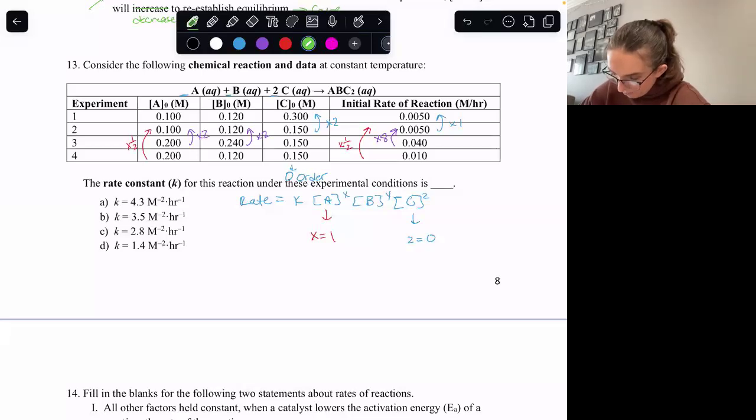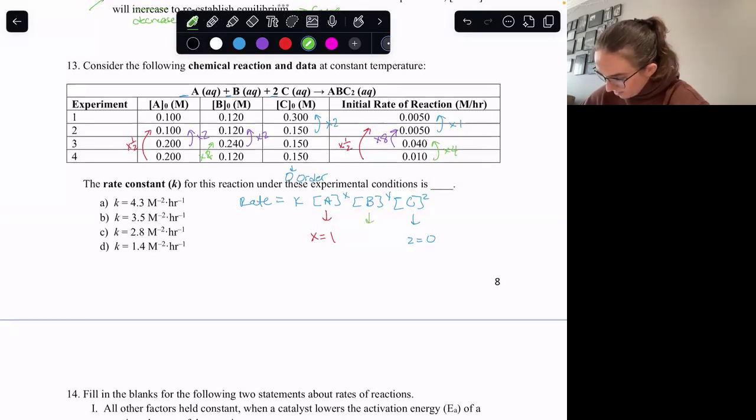Because as we go from 0.1 to 2.4, this is times 2. And what's happening to our rate as we go from 0.01 to 0.04? Yep, so this is times 4. So if it's times 2 for concentration, but times 4 for rate, what's happening? What order is that? Good. This is going to be y equal 2. Great.